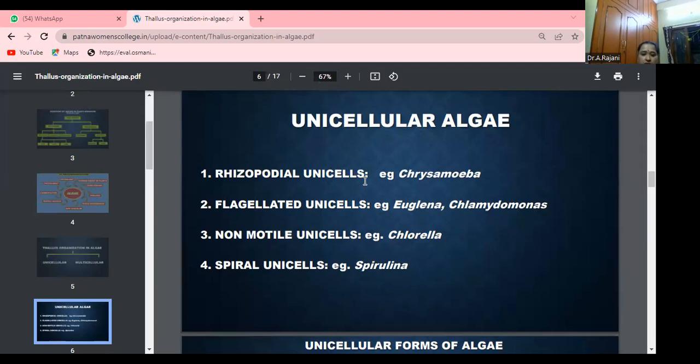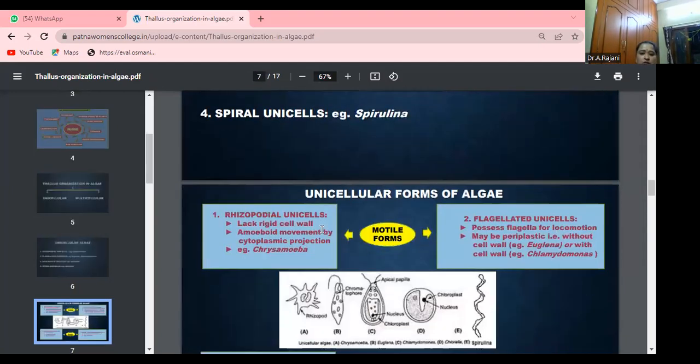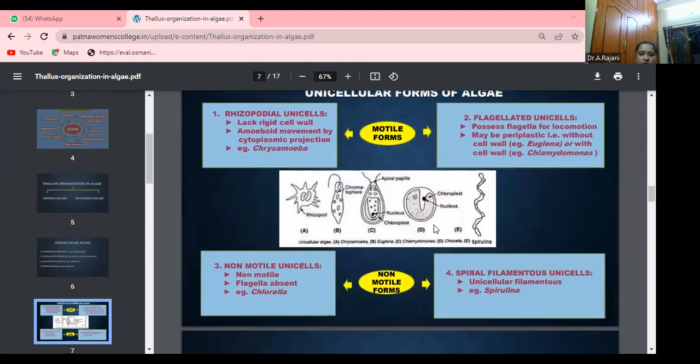The second thing, colonial forms. Next one, colonial forms. See here, unicellular. In this one, I'll explain two: one is the motile forms, and the second is the non-motile forms. In the motile forms, you can observe two parts: rhizopodial unicells and flagellated unicells. These are the examples. Rhizopodial unicells.